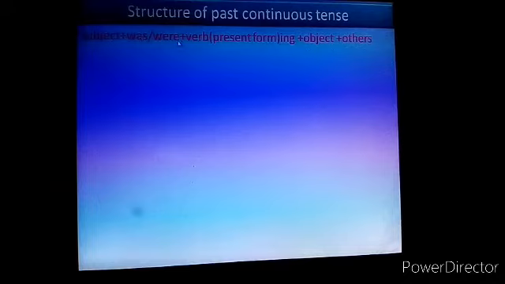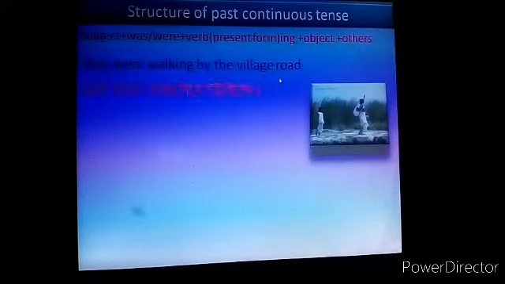A structure of past continuous tense: subject plus was or were plus verb present form with ing plus object plus others. They were walking by the Blaze route. They are the subject, were walking is the verb with ing, by the Blaze route is the other part of the sentence. He was singing Lalon Giti. Here he is the subject, was singing is the verb with ing, and Lalon Giti is the object.